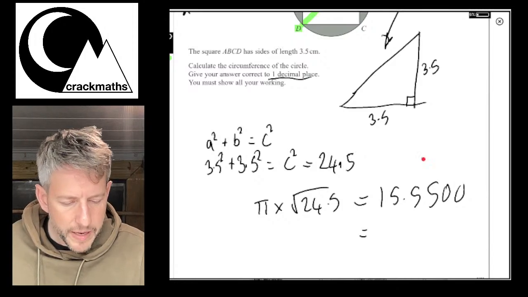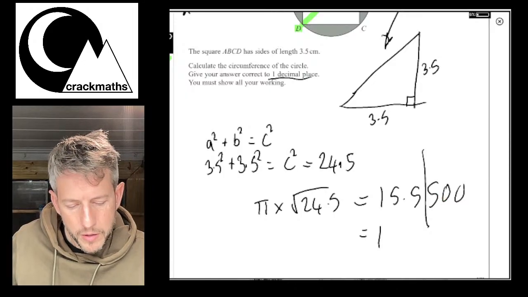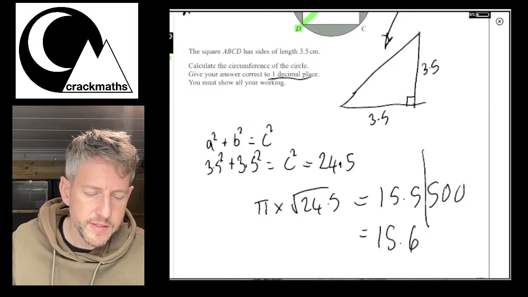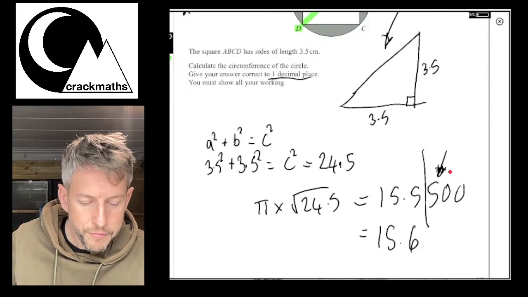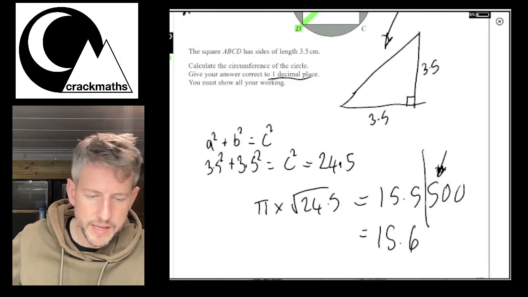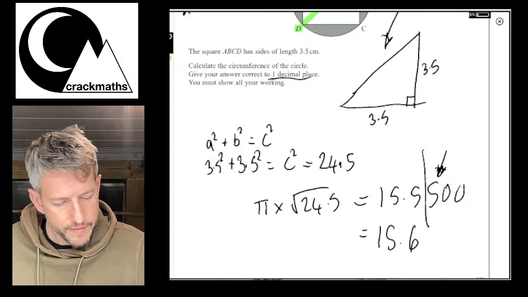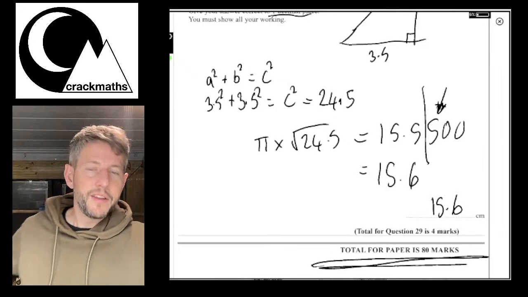So to 1 decimal place, looking at here, 15.5 will become 15.6, because this number is large enough that this section needs to be represented in the 1 decimal place. So we round that up. Okay, and there we go. 15.6. Excellent, and that's the end.